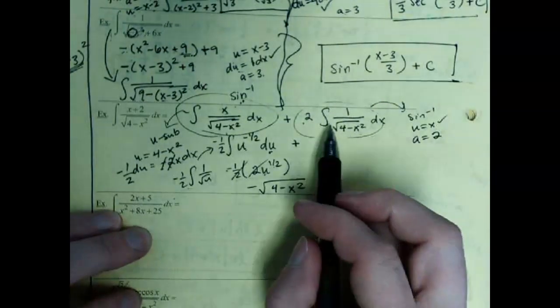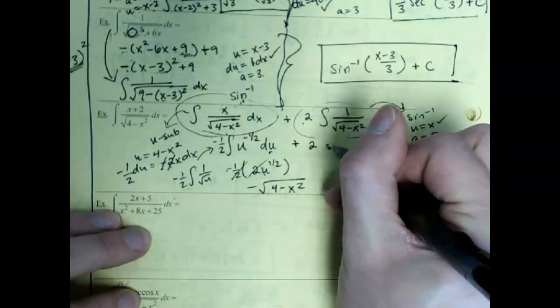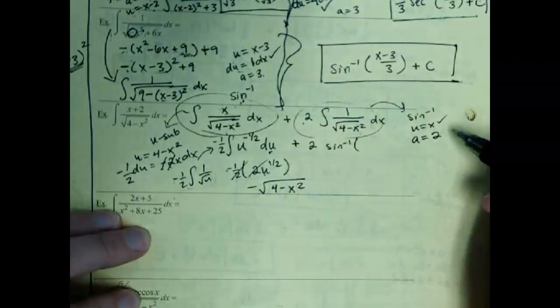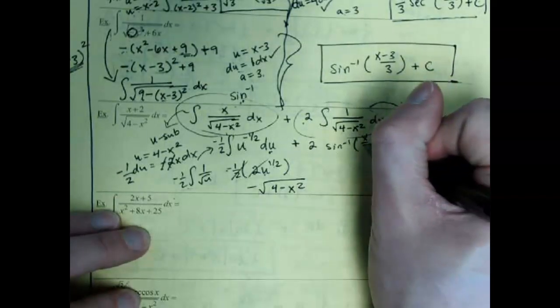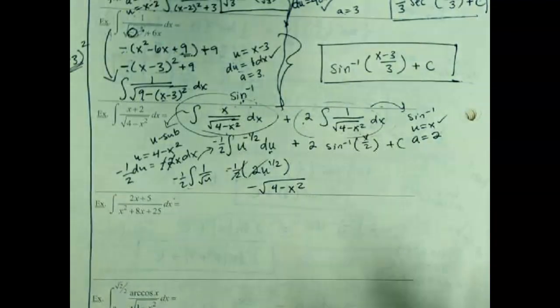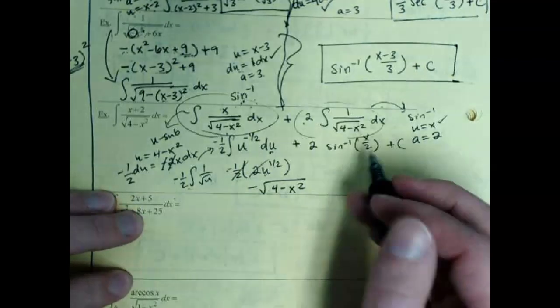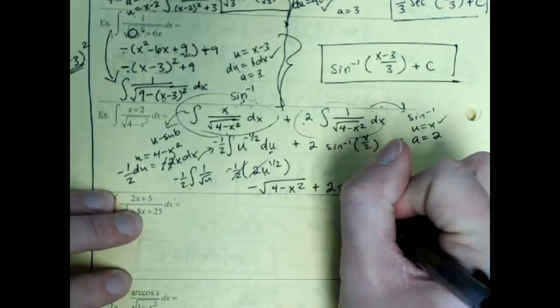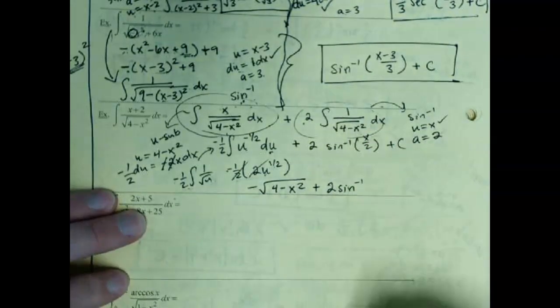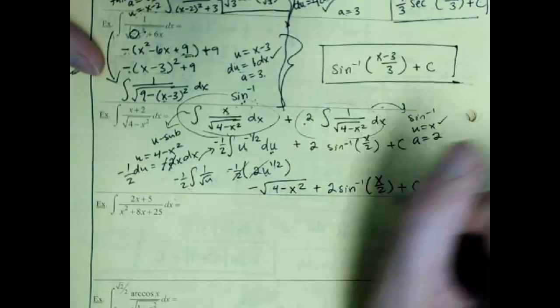So all of this stuff, you have the 2. All of this ends up integrating into your inverse sine of u over a, so x over 2, and then plus c. You don't need a plus c for this piece and a plus c for this piece. We only need one plus c at the end. So then we finished that part. Now we just need to connect them. So we'd have plus 2 sine inverse of x over 2, and then again just the one plus c.